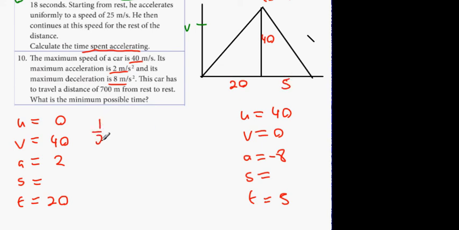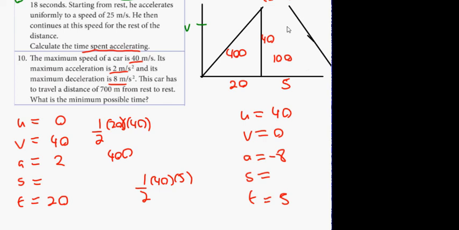So it would be a half, 20 times 40, which is what? 400. So 400 for the left triangle, and how much for the right triangle? A half, 40 times 5, which is 100. And as we now identified, how much distance are we short? So we're back to the initial graph. Okay? So we're back to actually having a plateau.